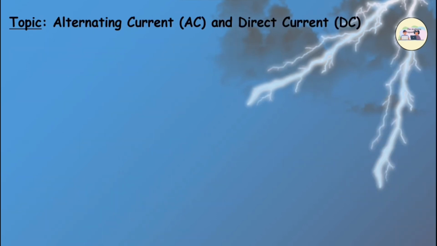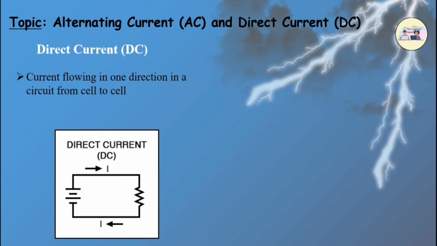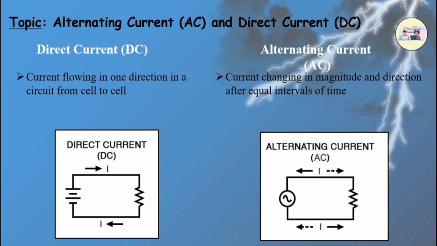Alternating current, AC, and direct current, DC. We have learned about a non-oscillatory current flowing in one direction in a circuit from cell to cell. Such a current is called a direct current, DC, as against a current changing in magnitude and direction after equal intervals of time, which is called alternating current, AC.